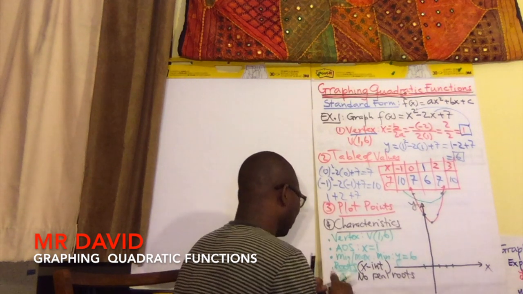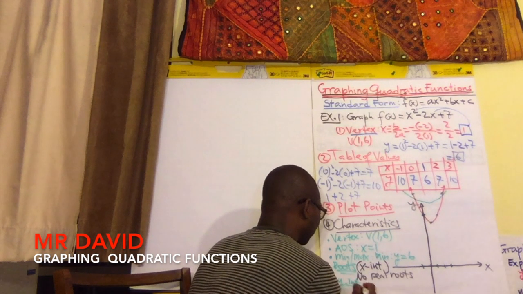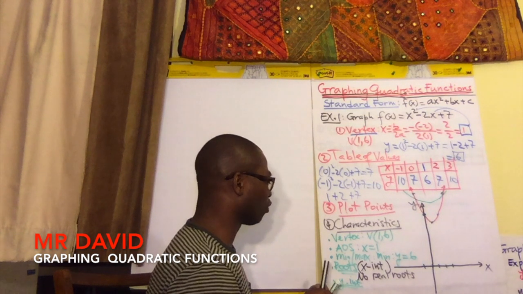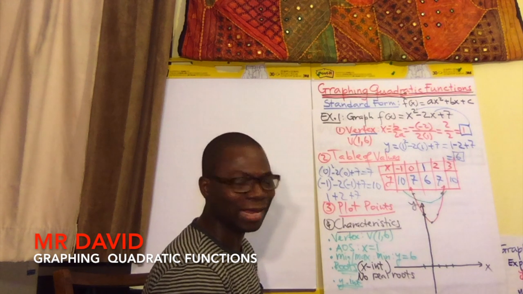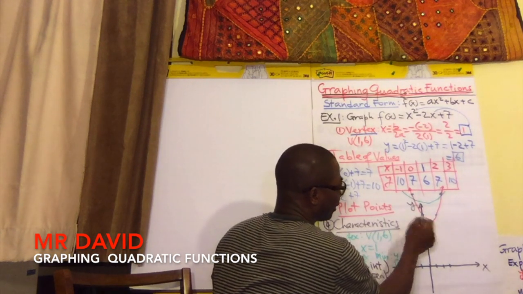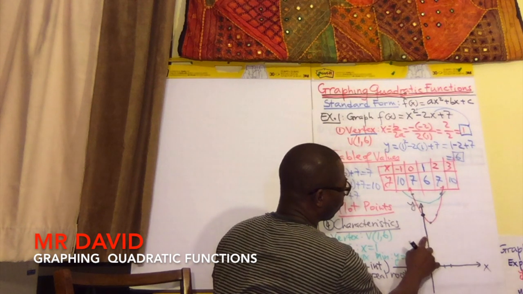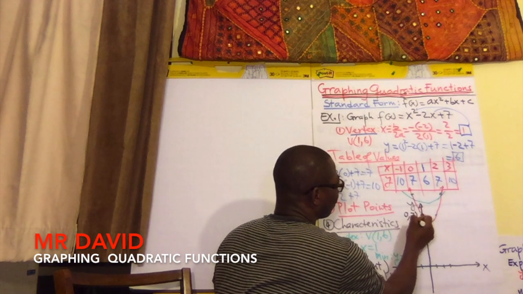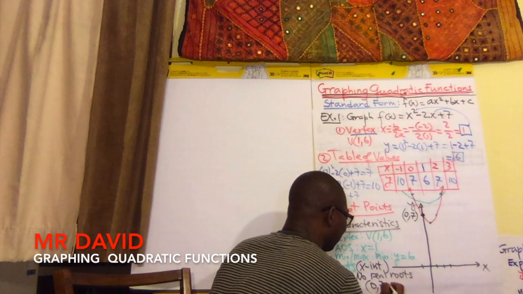That's the last one, the y-intercept. That's the last characteristic. The y-intercept, you gotta remember, is where the graph crosses the y-axis. So let's look at this. Here's our y-axis. The graph is crossing right here at this point. What is that? 1, 2, 3, 4, 5, 6, 7. So this is (0, 7). Our y-intercept is (0, 7).